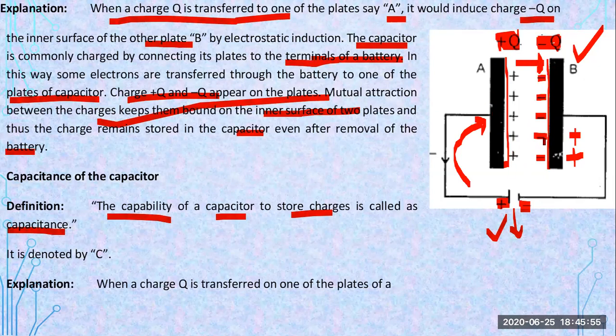So when will these charges be stored more and when will they be stored less, and what will happen if we change the medium between the charges, and what factors does it depend on?